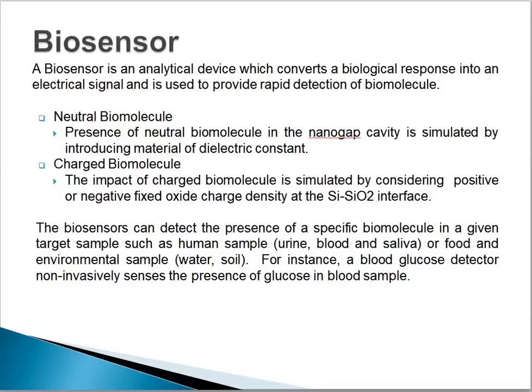The biosensor can detect the presence of a specific biomolecule in a given target sample, such as a human sample, urine, blood and saliva, or food, and environmental samples, water and soil. For instance, a blood sugar detector non-invasively senses the presence of glucose in the blood sample.